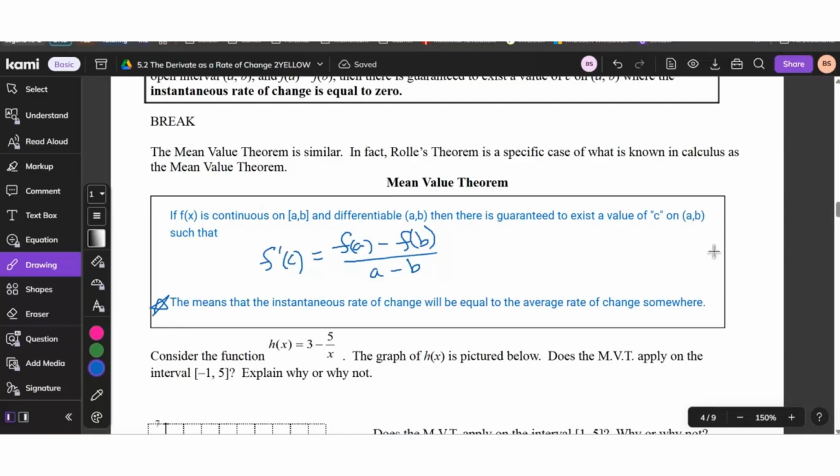Okay, so that means then that the instantaneous rate of change has to be 0 somewhere, and an instantaneous rate of change of 0 means critical point. Okay? So that's why Rolle's theorem is just a special case of mean value theorem. Rolle's just wanted his name on something.